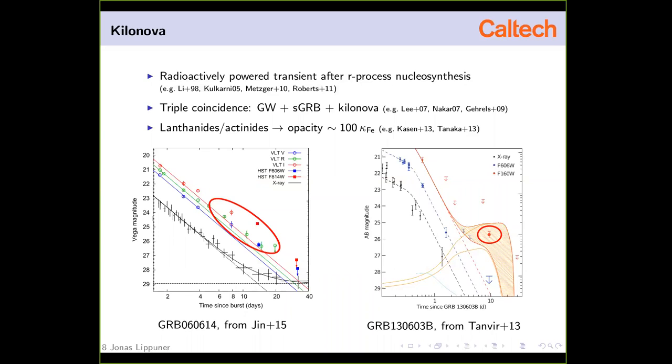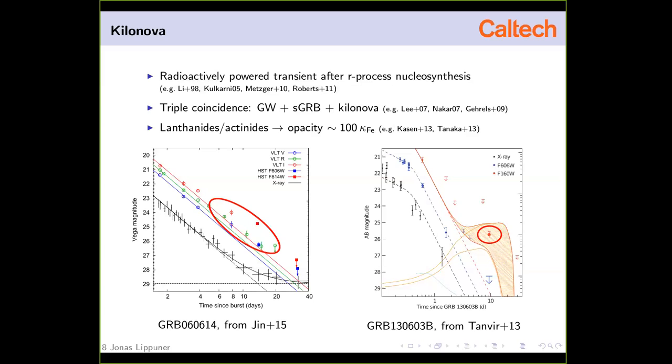And the optical signature of the kilonova is very heavily dependent on the amount of lanthanides and actinides that are present in the ejecta, because those elements are past the second peak, so lanthanides are between the second and third peak around a mass of 170 or so, and the actinides are beyond the third peak at a mass of 230 or so. And they have a very complicated electron shell structure, and so that means they have a very high line density, and so the photon opacity from these elements is extremely high, on the order of 100 times the opacity of iron.